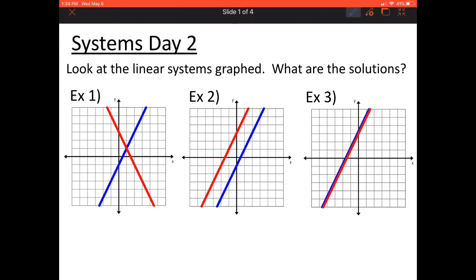In today's video, we're going to talk about systems again. Remember, systems consisted of two or more equations. So we're going to look at some that are already graphed for us, and we are going to look at some that we have to graph ourselves.